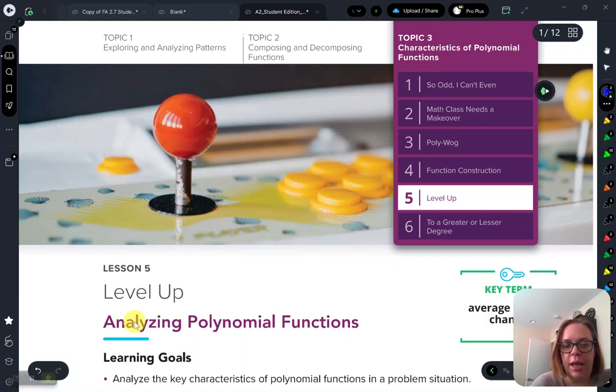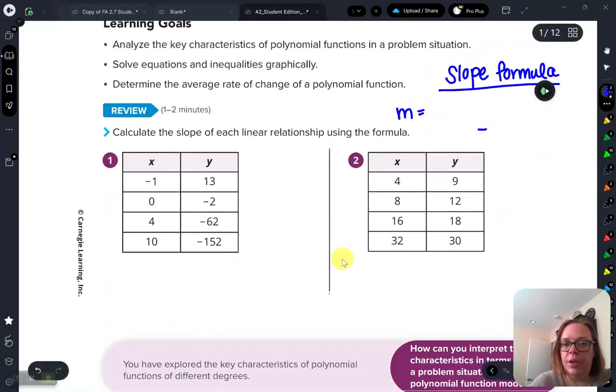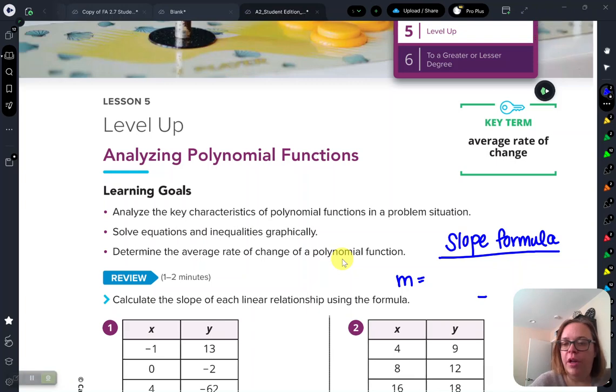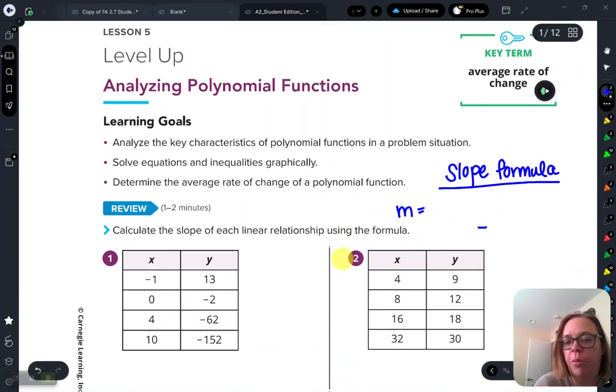Hi everybody. This is a video for lesson 5 of topic 3 of module 1 for Algebra 2, which is looking at analyzing polynomial functions. We're going to be learning about something called average rate of change, and to understand that, we're going to review the slope formula.